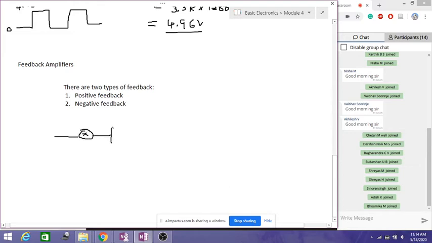To understand that, we'll write a symbolic representation, a block diagram kind of thing, here. This is our circuit, some circuit which is producing a gain. It can be an op-amp or it can be a transistor. You can see it like this.